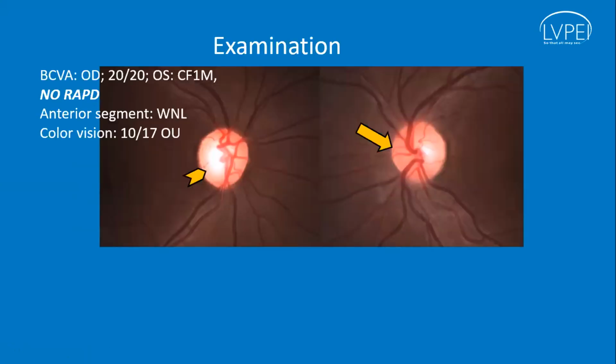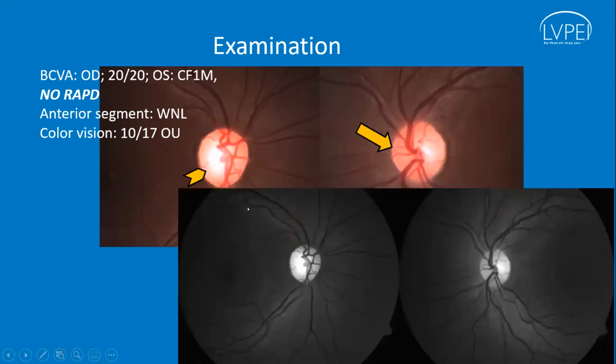But the fundus examination showed a few important findings. This is the fundus picture of the right and left eye. We can see that in the left eye, there is a minimal hyperemia of the nasal portion of the optic disc. In the right eye, the rim appears okay in the superior, nasal and temporal areas, but there is mild temporal pallor. And it is seen even better on the red-free photographs.